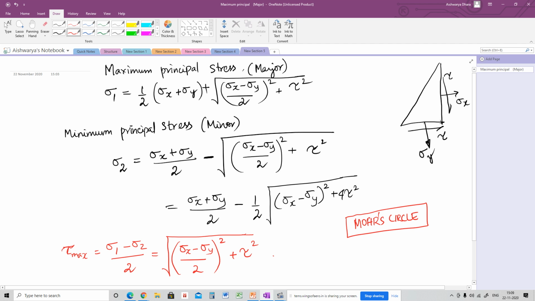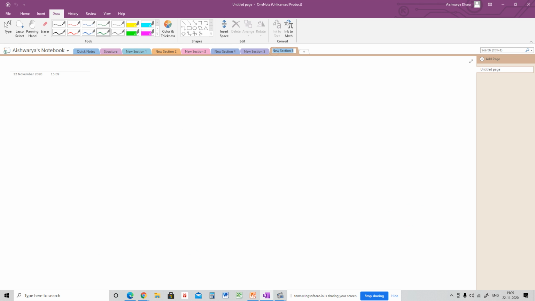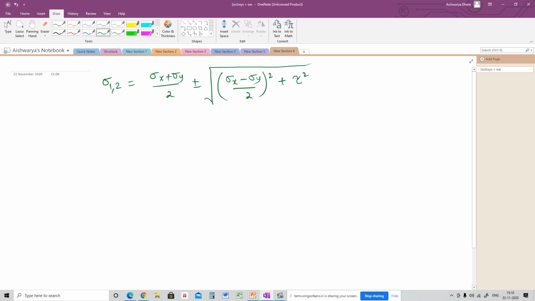Right. Now sometimes they will give you some equation, and from the equation they will ask what will be the center of the Mohr circle and what will be the radius of the Mohr circle. So this combining of the principal stress can be written in this form: sigma 1, 2 equals sigma x plus sigma y by 2, plus and minus square root of (sigma x minus sigma y by 2) square plus tau square.